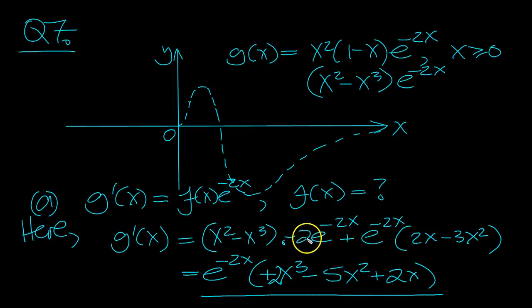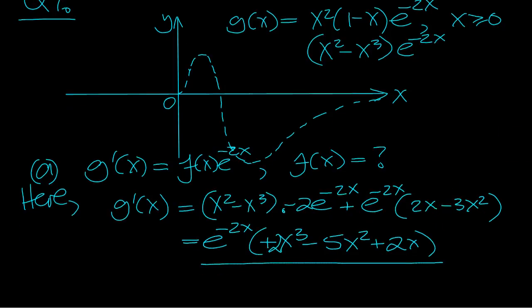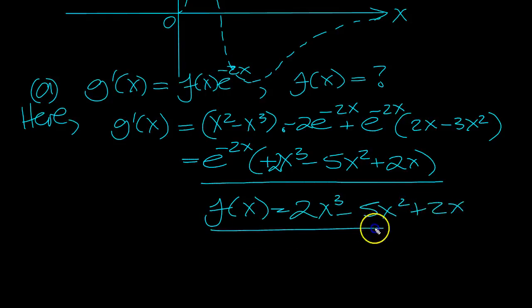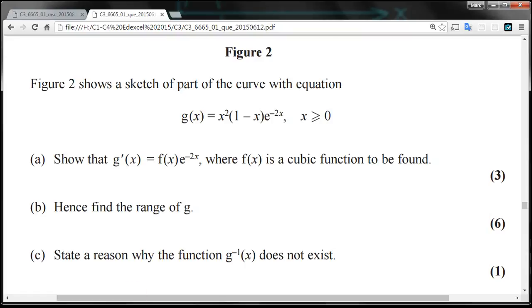Okay, let's just double check that. Minus 2x squared minus another 3. Plus and a minus is a minus. And then we've got minus times a minus is 2x cubed. Then at the end we've got a plus 2x, because that's a plus. So I think we're okay. So here f of x then is 2x cubed minus 5x squared plus 2x. And that was part A. Now back to the question. Hence find the range of g of x.